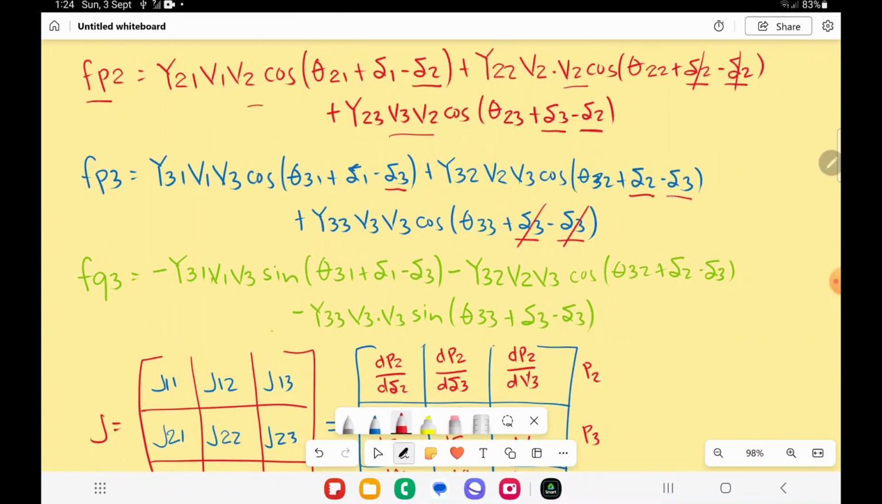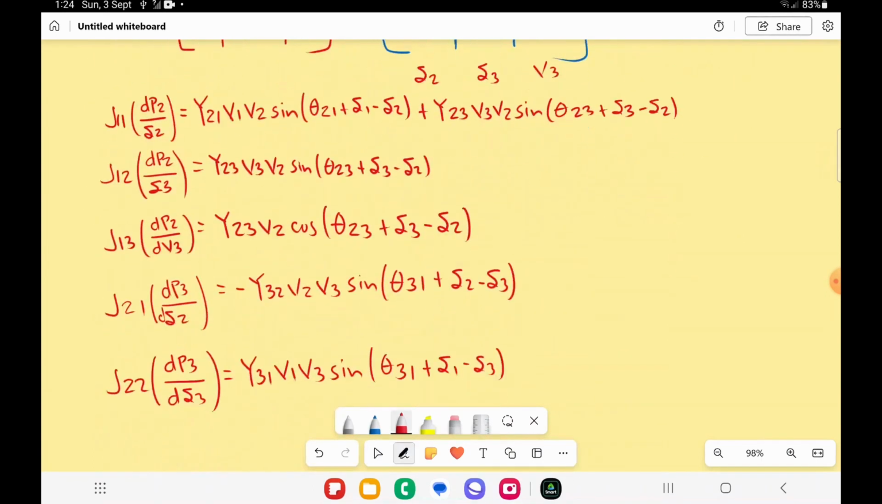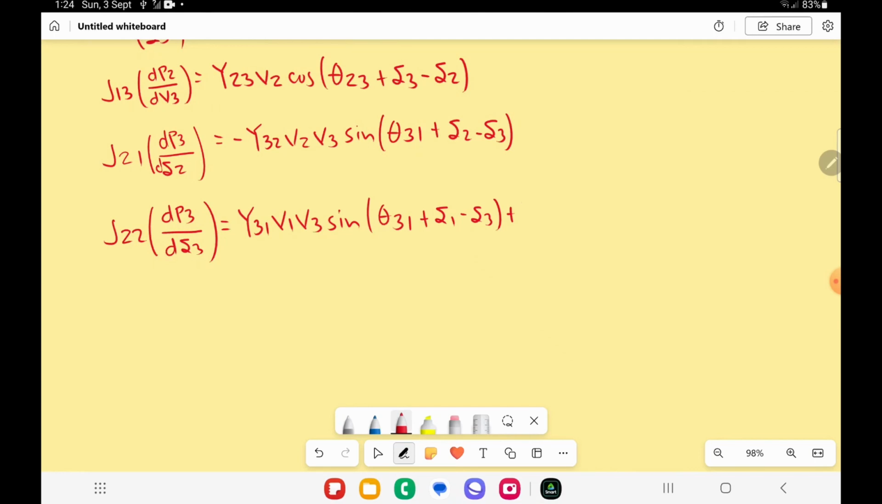So for the second term, we have negative delta 3 and the derivative of cosine is negative sine. So we have also positive Y32 B2 B3 sine theta 32 plus delta 2 minus delta 3.